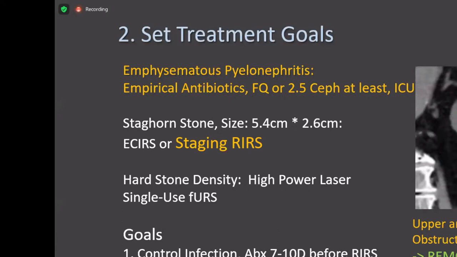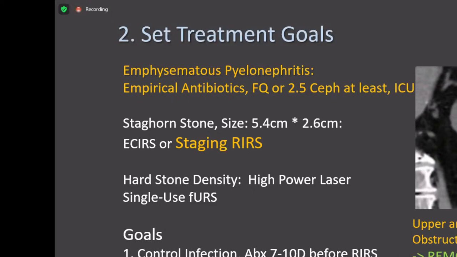I suggested the patient receive ESRs. I think it's better for both patient and surgeon, but because of the bad experience, he refuses any puncture, any PCNL to his kidney. So we finally agreed on staged RIRS, because we prepared a high power laser and we use a single-use flexible instrument to avoid instrument damage. For the stone treatment, we set a different goal for the upper and middle stones, which obstructed the urinary tract and caused the infection and EPN. We must remove those stones completely.